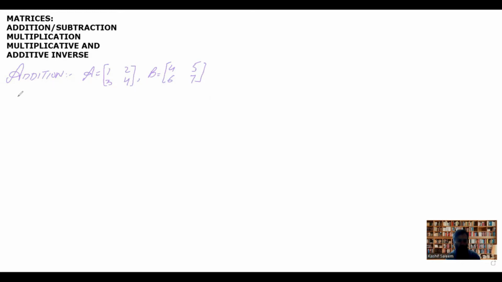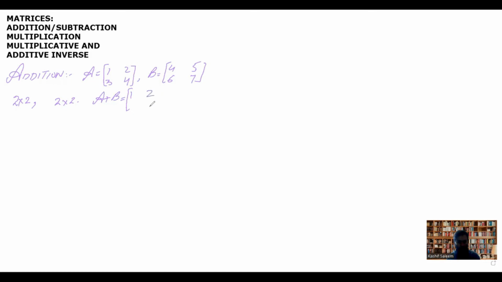First, the order of matrix A is 2 by 2. There are two rows and two columns, and the order of matrix B is also 2 by 2. So you can add these two matrices. So what is A plus B?